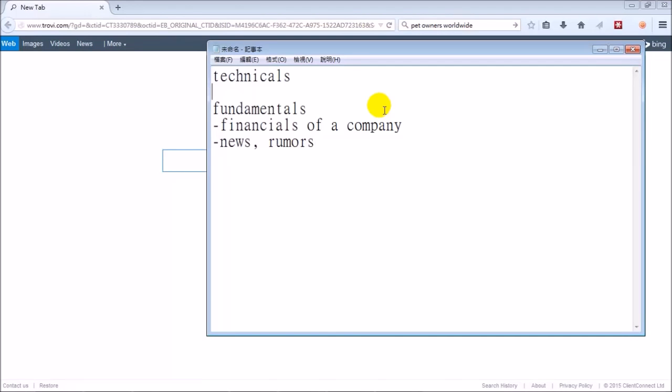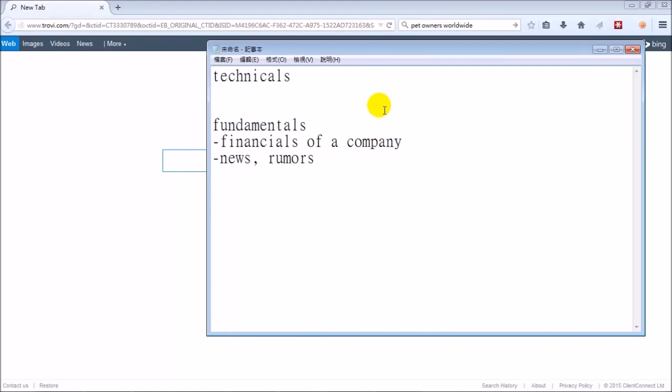For the technicals, there's so many different technicals you can look at. Oh, by the way, some people confuse this part of fundamentals with technicals, and that is ratios. I'll show you that in a second. Let's go ahead and do that first. Let's look at some ratios.